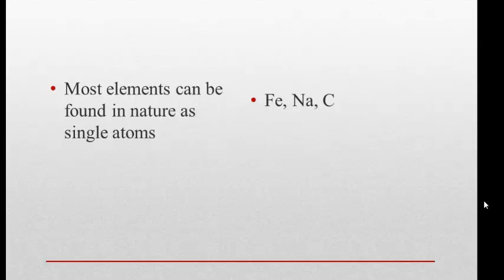Most elements can be found in nature as single atoms. Examples are iron, sodium, and carbon. The symbol for iron is Fe. The symbol for sodium is Na, and the symbol for carbon is C.